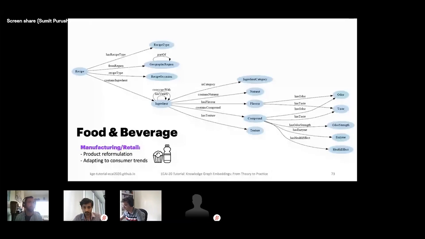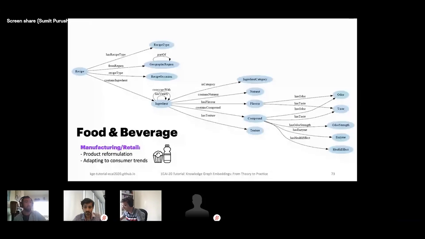On the left, we have the high level concept like recipe and the associated metadata like relations for them. In the center, we have ingredients, and then we add a number of relations to each ingredient describing the various perceptual qualities such as flavor and texture, and then also diving deeper into the biochemistry of each ingredient by including compounds and nutrients and the different flavor qualities that each compound can bring.